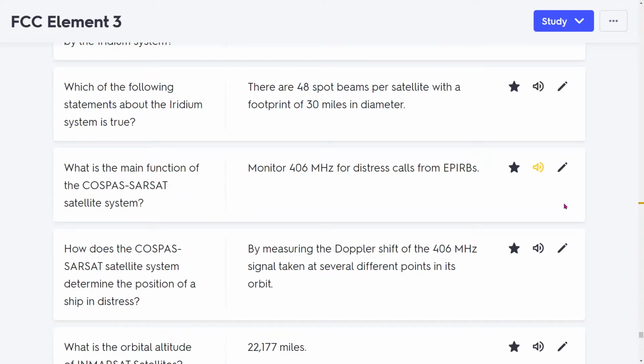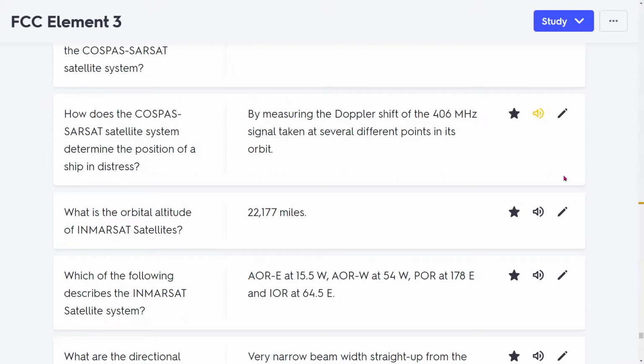What is the main function of the COSPA-SARSAT satellite system? Monitor 406 MHz for distress calls from EPIRBs. How does the COSPA-SARSAT satellite system determine the position of a ship in distress? By measuring the Doppler shift of the 406 MHz signal taken at several different points in its orbit.